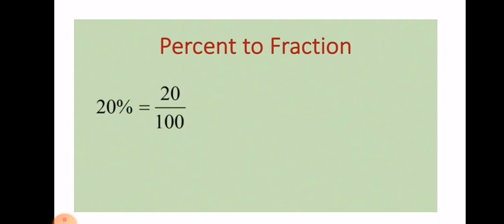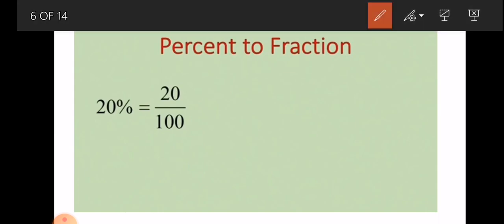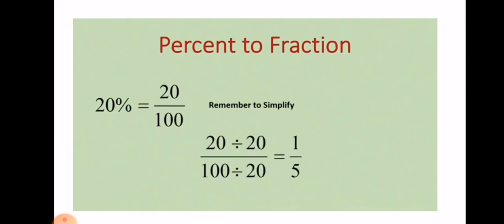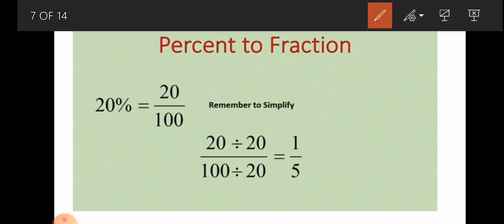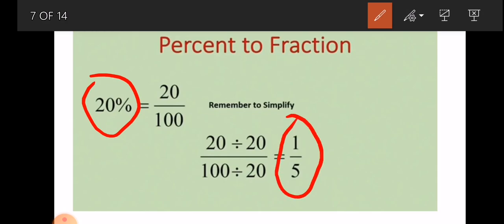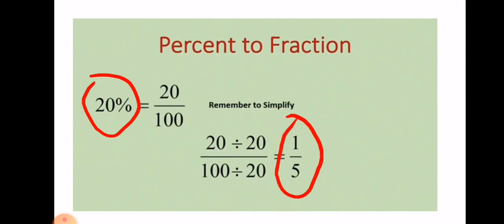So here we said 20% equals 20 over 100. Then we will simplify. So I will divide by 20 up and down. Divide by 20 up, you will get 1. Down, you will get 5. So my answer is 1 over 5. So the 20%, how to make it as a fraction? It's equal to 1/5.